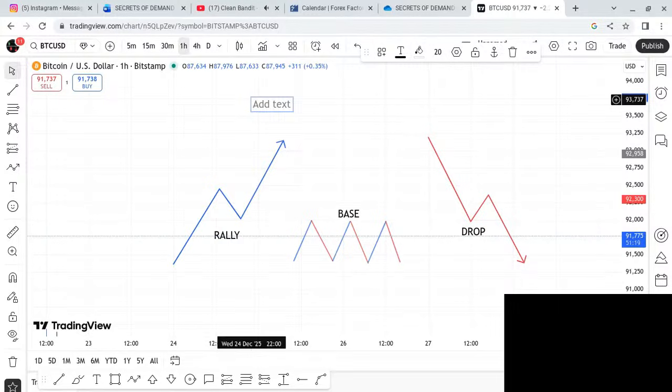We call the rally, have what we call the drop, and the base. Since today we are going to be breaking down what we call the market structure, I wanted to start with the market trend so that we get the core part.